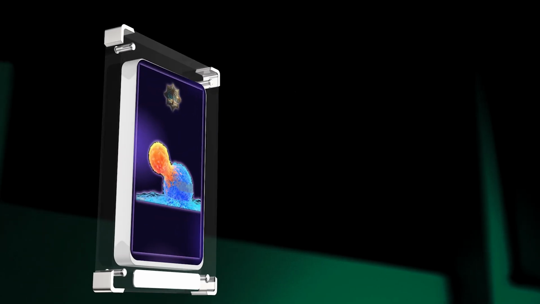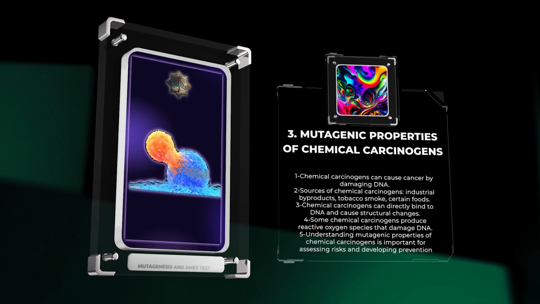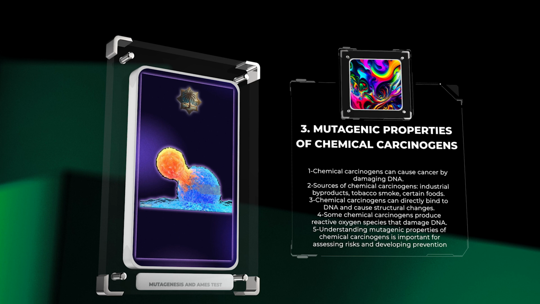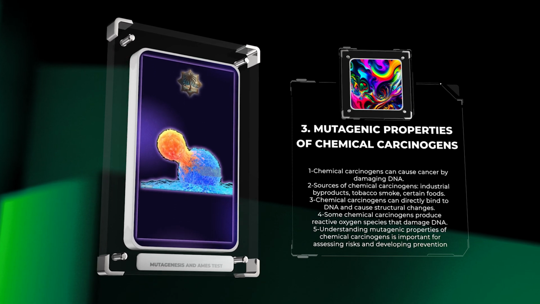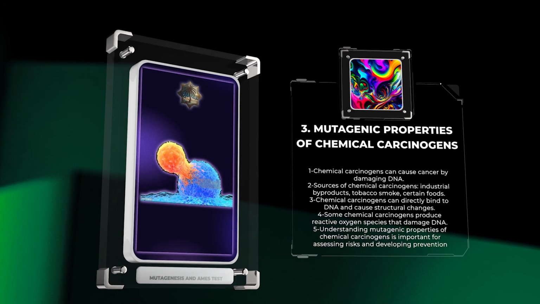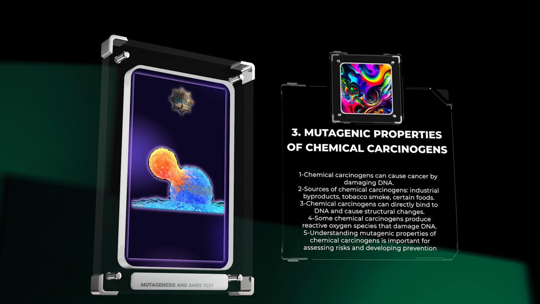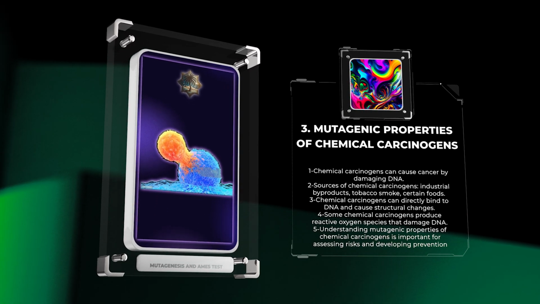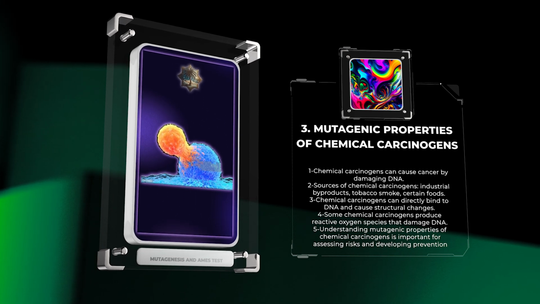Chemical carcinogens are substances that can cause cancer by damaging DNA. They can be found in industrial byproducts, tobacco smoke, and certain foods. These substances can directly bind to DNA, causing structural changes that lead to mutations during DNA replication. Some chemical carcinogens can also produce reactive oxygen species, which directly damage DNA and contribute to mutagenesis. Understanding the mutagenic properties of chemical carcinogens is important for assessing their risks and developing prevention strategies.